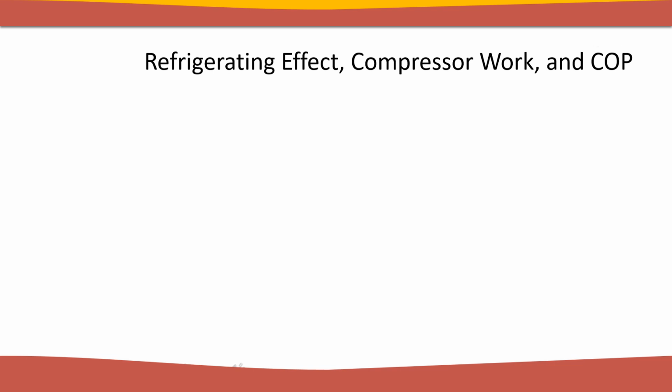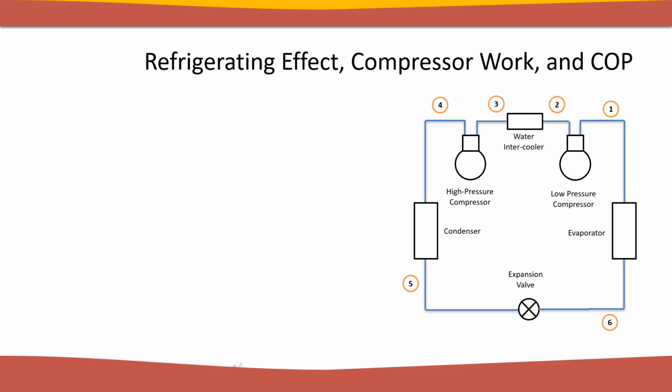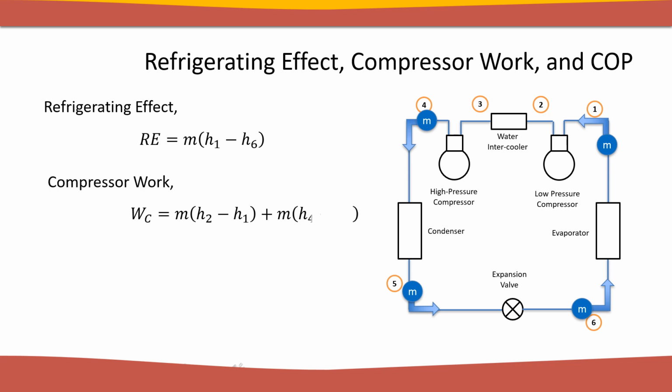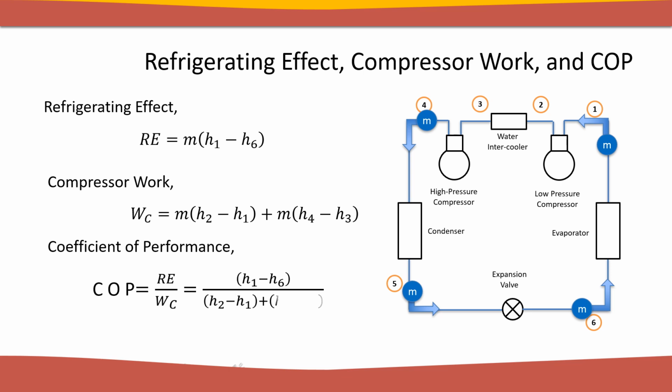Now let's examine the refrigerating effect, compressor work, and COP of this system. You can readily notice that the compressors, the condenser, and the evaporator share the same mass flow rate. The refrigerating effect, RE, equals M times (H1 minus H6). The compressor work, WC, equals M times (H2 minus H1) for the low-pressure compressor, plus M times (H4 minus H3) for the high-pressure compressor. Then the coefficient of performance, COP, equals the refrigerating effect, RE, divided by the total work for the compression, WC.